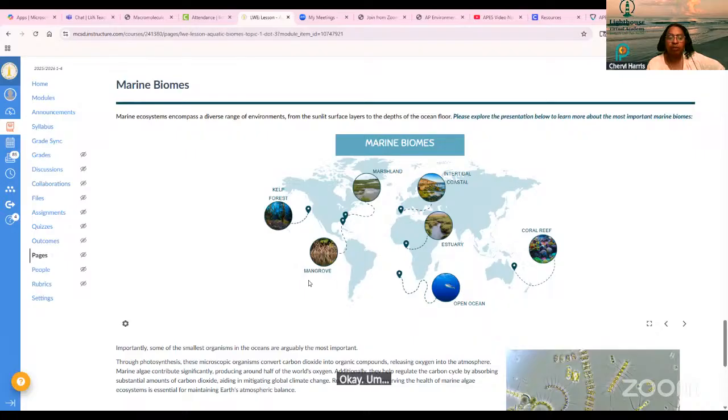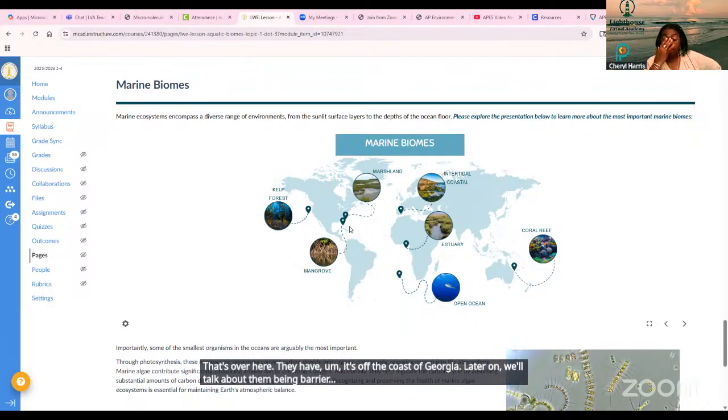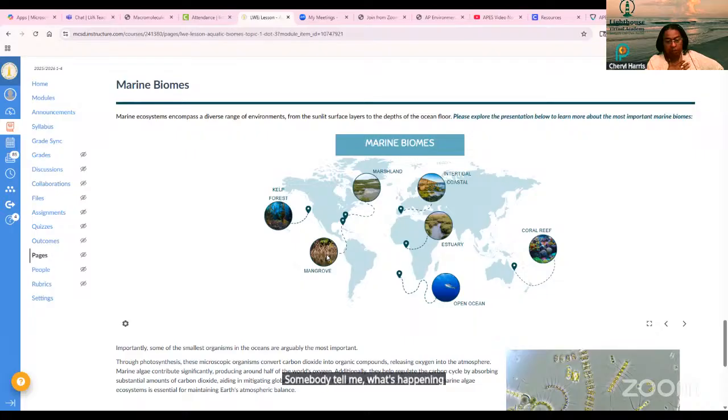Mangrove, somebody mentioned that they like Tybee Island. That's over here, it's off the coast of Georgia. Later on, we'll talk about them being barrier islands. But they have mangrove swamps, and these are important because of what's going on this week. Somebody tell me what's happening this week that having a mangrove swamp would be important. Why would that be important? See how many of y'all listen to the news. What's going on that would be an important thing over here on the Atlantic side?